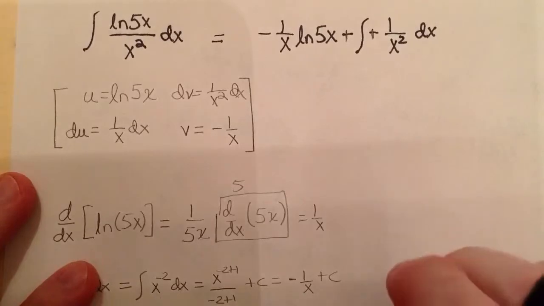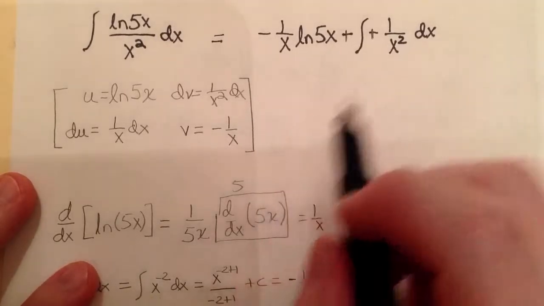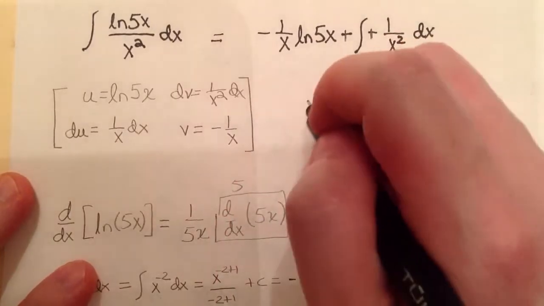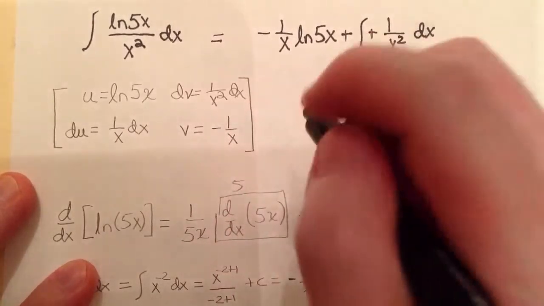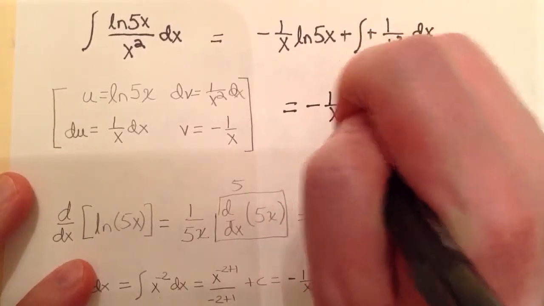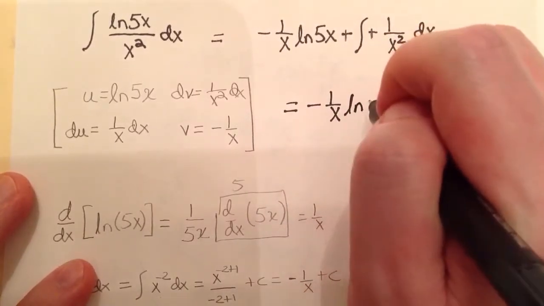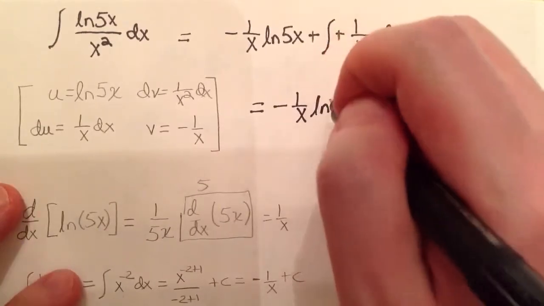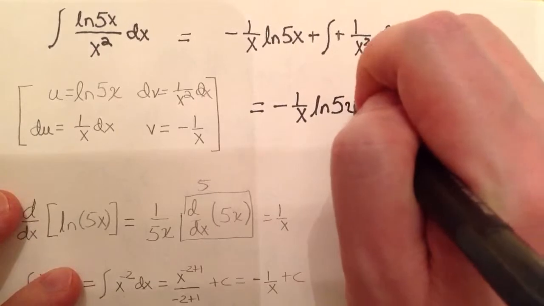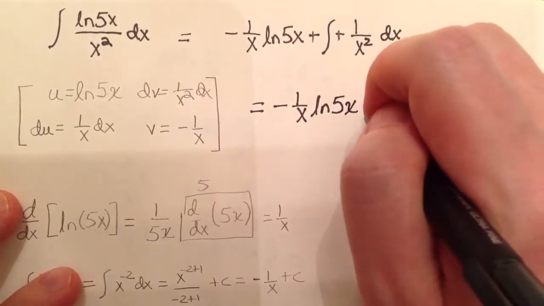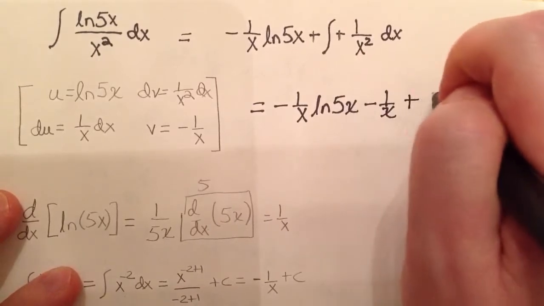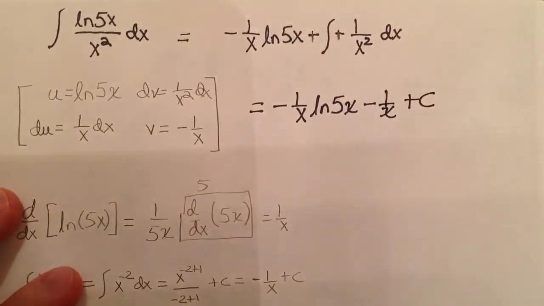And so with history repeating itself, we're going to have the antiderivative of 1 over x squared dx, which again will go to negative 1 over x. And so for the final answer in problem number 4, we have the negative of 1 over x times the natural logarithm of 5x, and then minus 1 over x, followed by the constant.